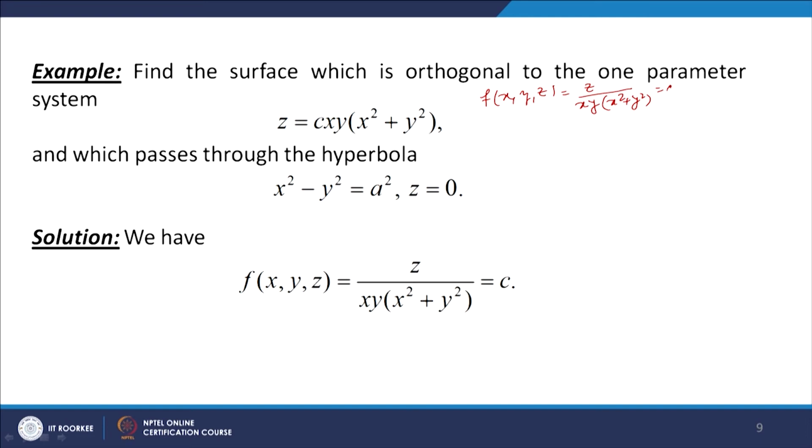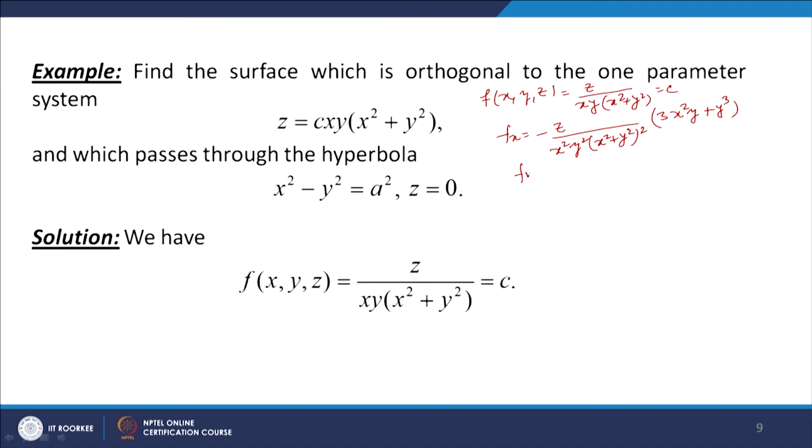So let us find fx, the derivative with respect to x. When we differentiate with respect to x, we get minus z upon x square y square (x square plus y square) whole square, and then we have x cube y. So we are differentiating with respect to x: 3x square y and then y cube. So we get y cube.